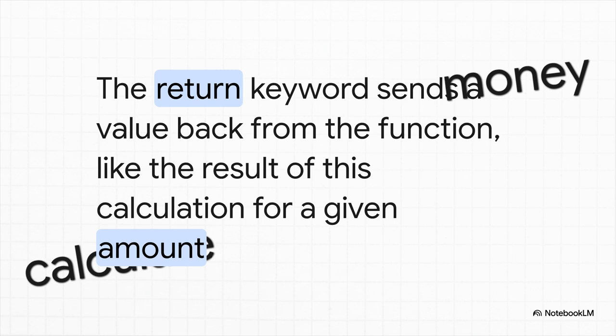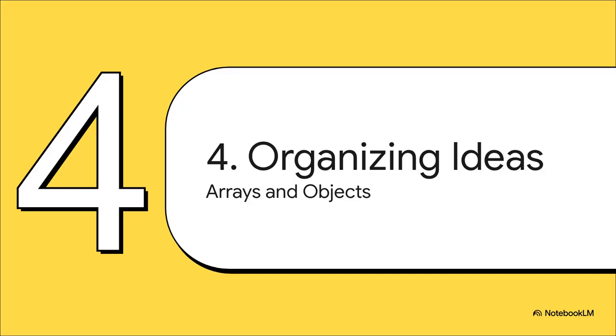It's how a function says, here, I did the work, here's the result. Okay, so as our ideas get bigger and our programs get more complicated, we need better ways to organize everything. Just having a bunch of variables floating around gets messy fast. Luckily, JavaScript gives us two amazing tools for this: arrays, which are basically just lists, and objects, which are perfect for detailed descriptions.